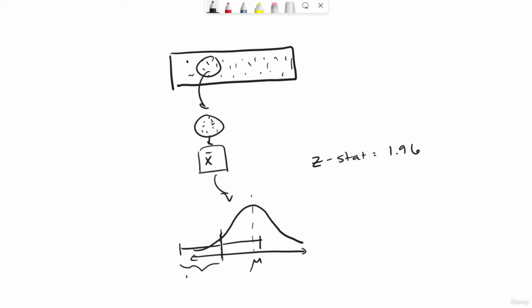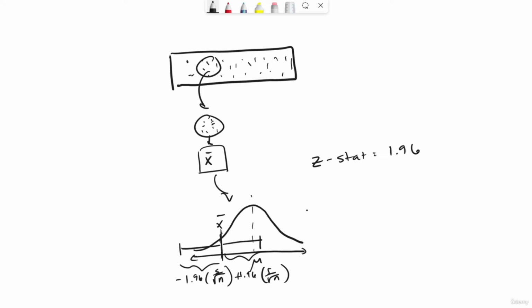That's negative 1.96 times the standard error, because the standard deviation of the sampling distribution is the standard error. And then over here, a positive 1.96 times the standard error. Okay? And so now here's the thing: if we did take this sample mean and constructed this confidence interval that you see in front of us, the true population mean did wind up in it.